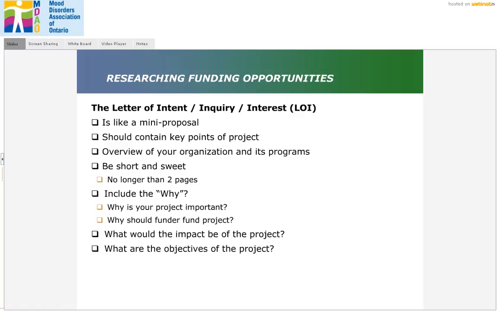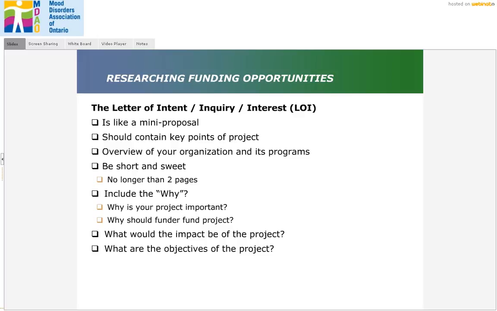So it should be short and sweet. It shouldn't be longer than 2 pages, and it should provide an overview of the organization, its history, the programs that the organization runs, and of course the key components of the project for which you're requesting funding. An important aspect with the letter of interest is the question of why, and that is to say, why is your project important and why should the funder fund the project? So that's an important component of this letter of interest.